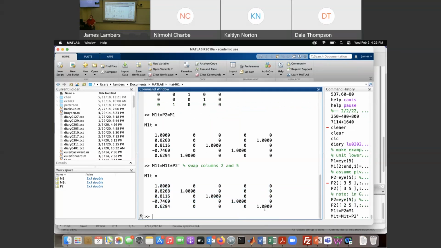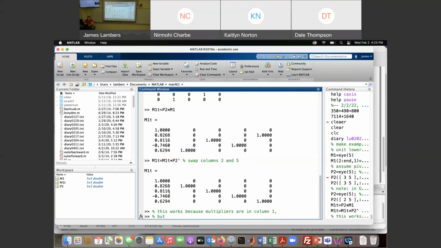Now, here's a key point here. The reason we're doing this is we want the multipliers to be rearranged. Here's why it works, because multipliers are in column 1, but columns 2 and 5 are swapped. There are larger indices.